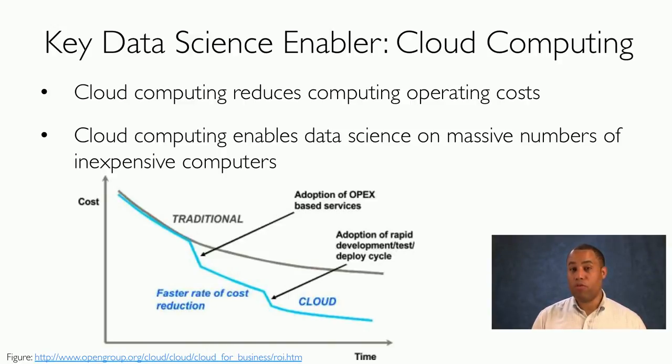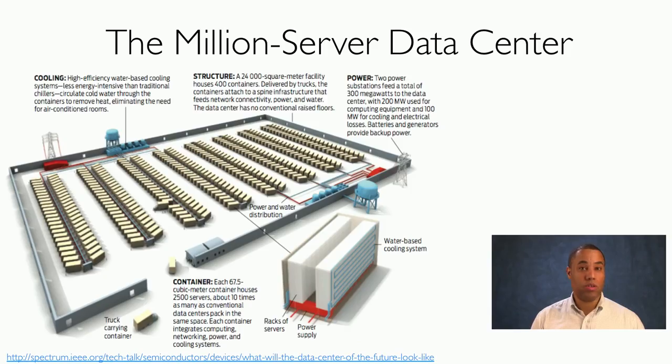Cloud computing enables you to perform data science on a massive scale because you can rent huge numbers of inexpensive computers, perform a problem exploration, and then shut down those computers and stop paying for them. Now, to make this possible, cloud computing providers are building massive data centers that have hundreds of thousands or even 1 million servers in them. Now, there are many challenges to building a data center that contains 1 million servers, including cooling, the building itself, and power, and how you actually organize the computers into modules.